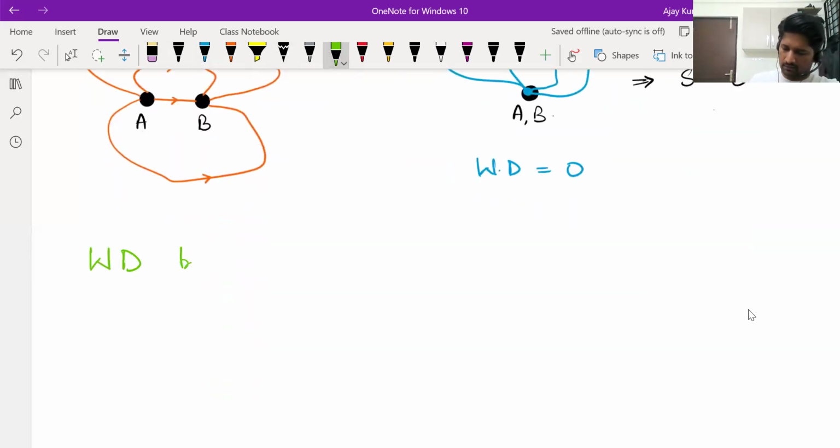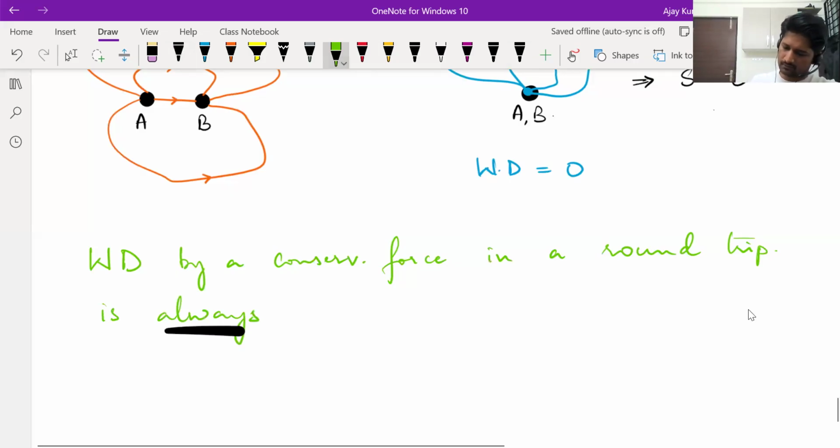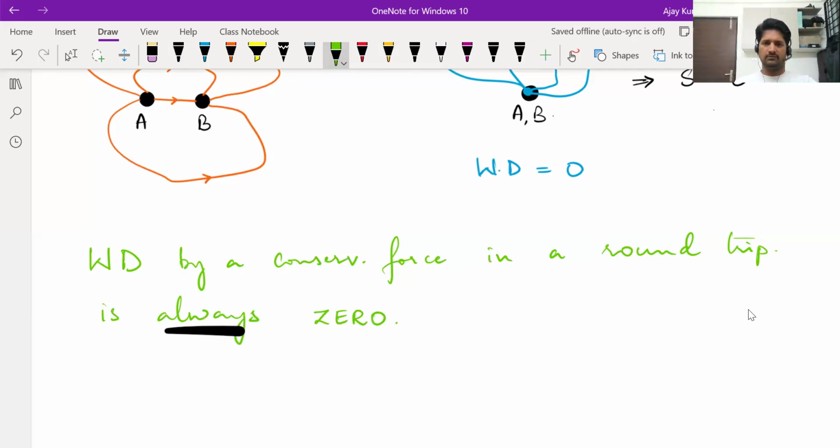Work done by a conservative force in a round trip. Round doesn't mean it has to be circular. It just means the final position is the initial position. Work done by a conservative force in a round trip is always, no exceptions, 0. This is another way of defining a conservative force. But this follows from the earlier definition that work done should be independent of path.